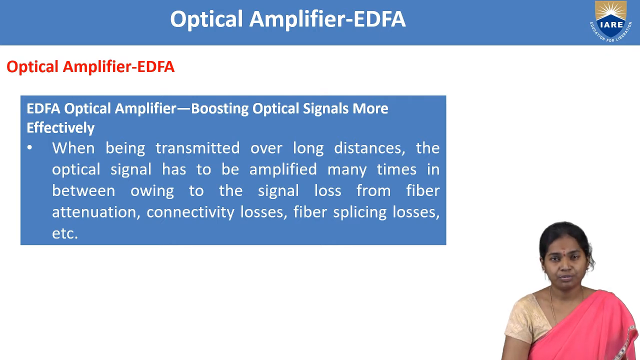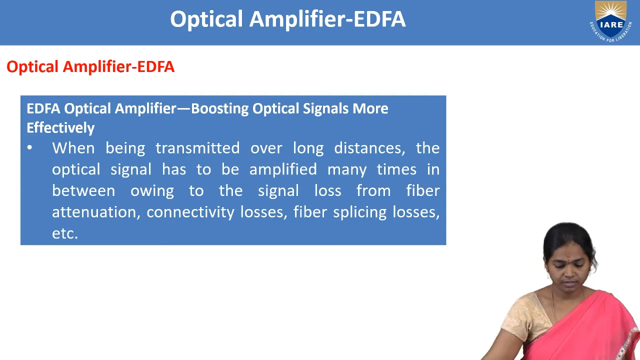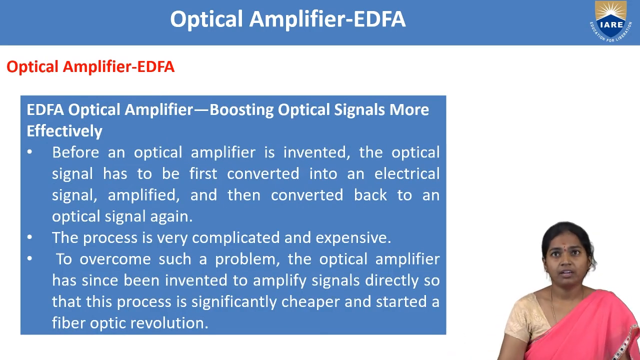In this amplifier we use dense wavelength division multiplexing. With this multiplexing, we can transmit the information for a longer distance using the C and L bands of frequencies. When transmitted over a longer distance, the optical signal has to be amplified many times in between, owing to signal loss from fiber attenuation, connectivity losses and fiber splicing losses. So the EDFA optical amplifier boosts optical signals more effectively.